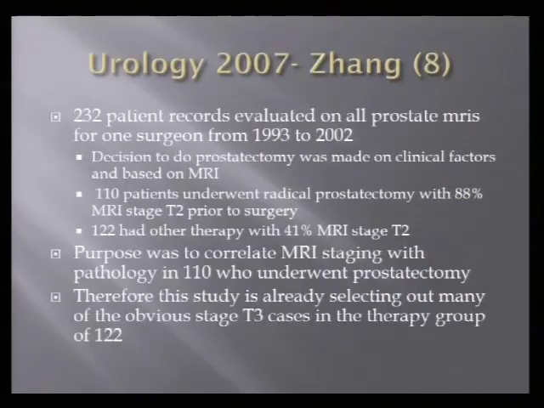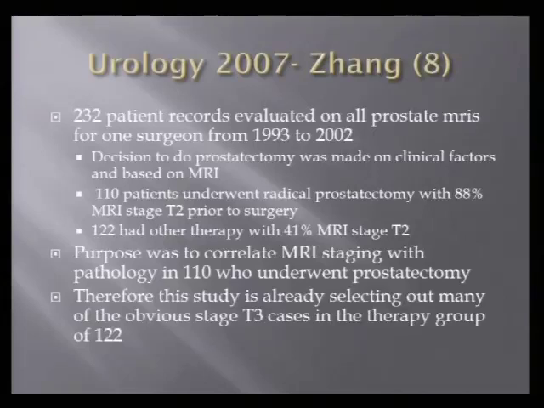Here's one surgeon for 10 years, evaluated all prostate MRIs that ended up going to prostatectomy. What's interesting about this study is they did MRIs, and clearly some people probably did not get a prostatectomy because the MRI showed obvious extracapsular extension. And this is the problem with a lot of these studies: now all of a sudden your cohort of patients is just patients where an MRI probably did not show significant extracapsular extension, and that's why they chose a prostatectomy.